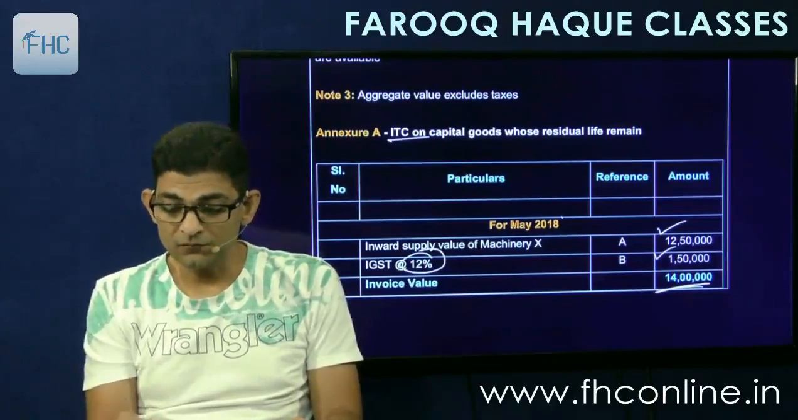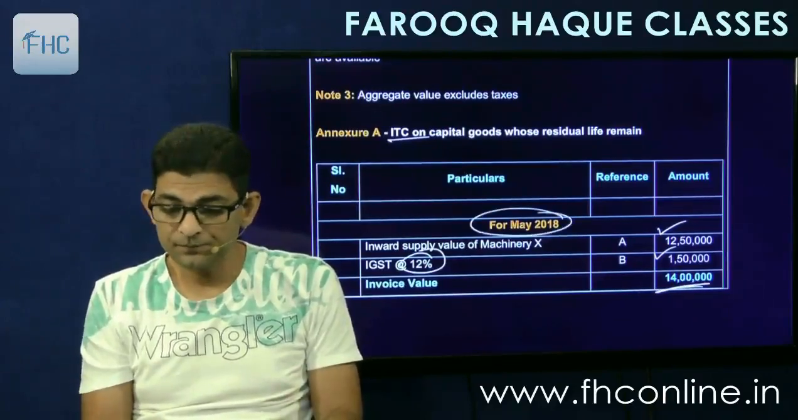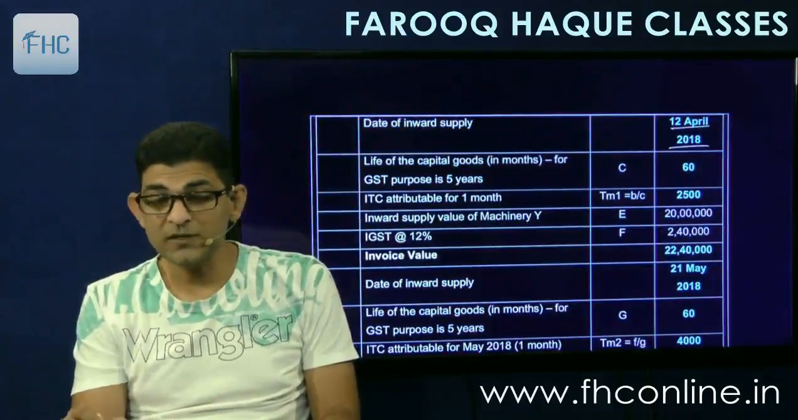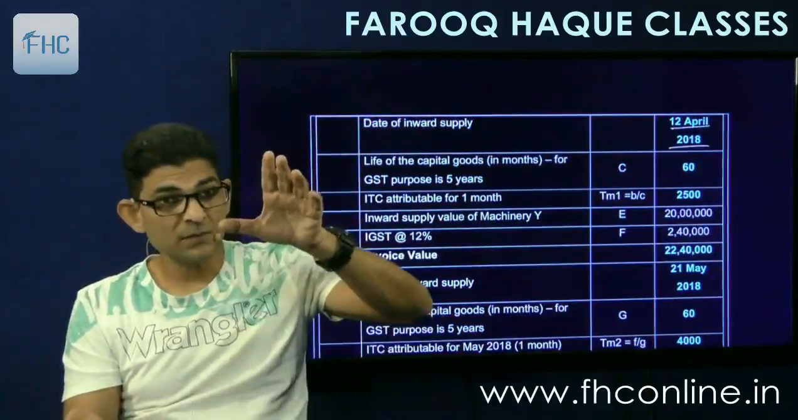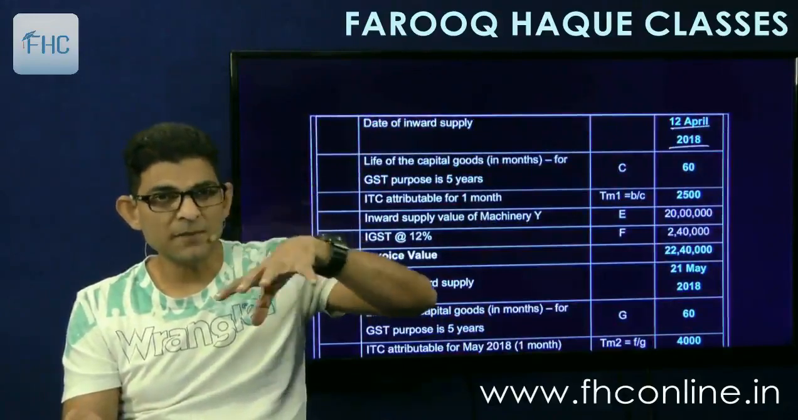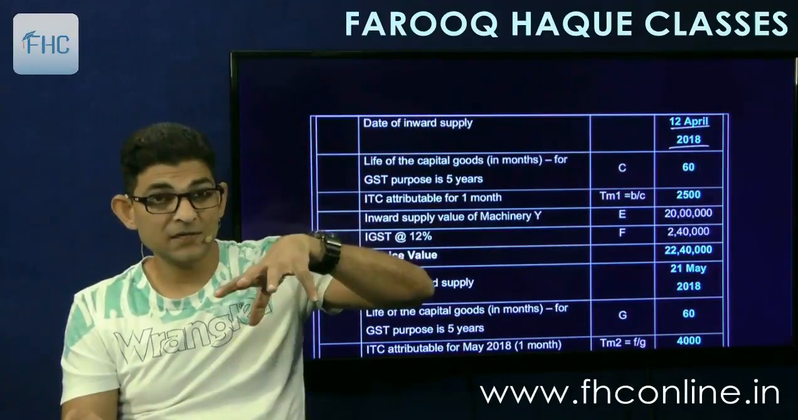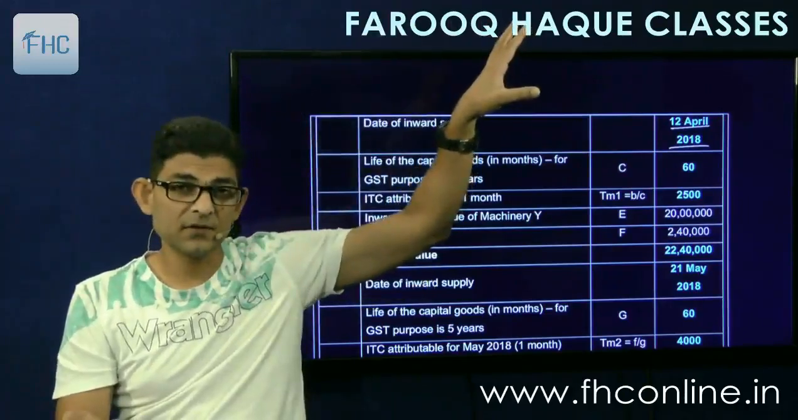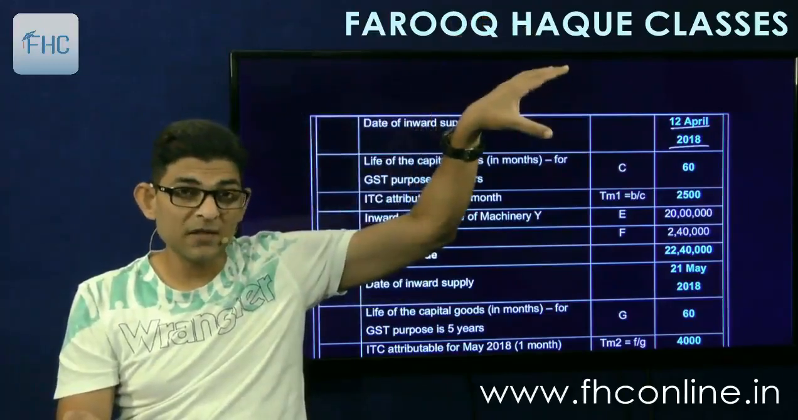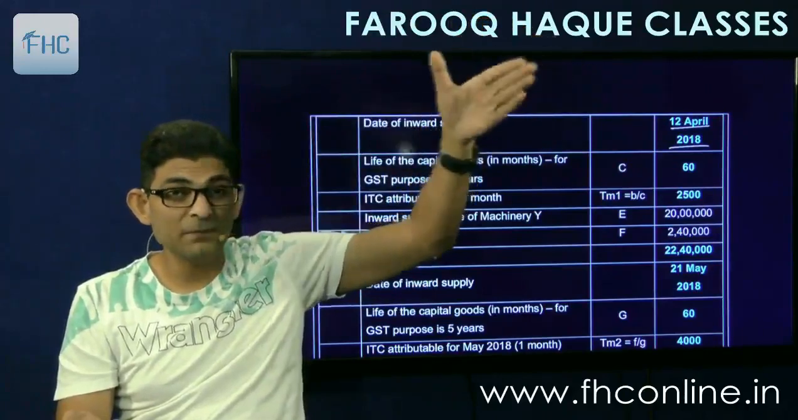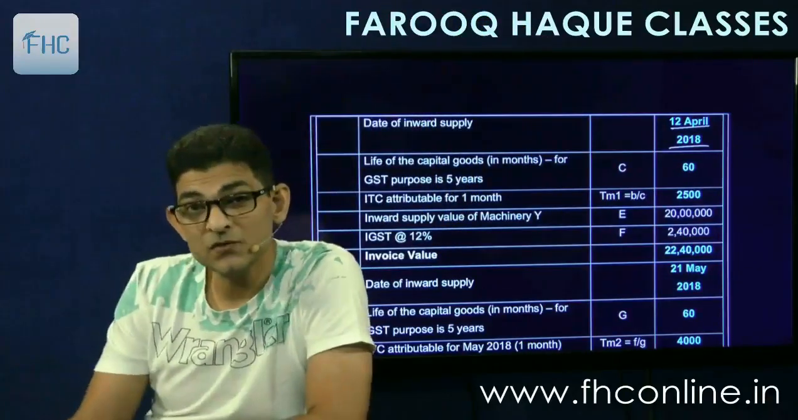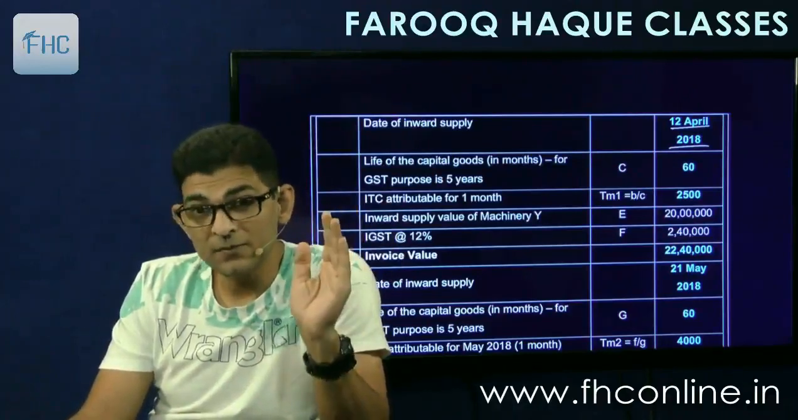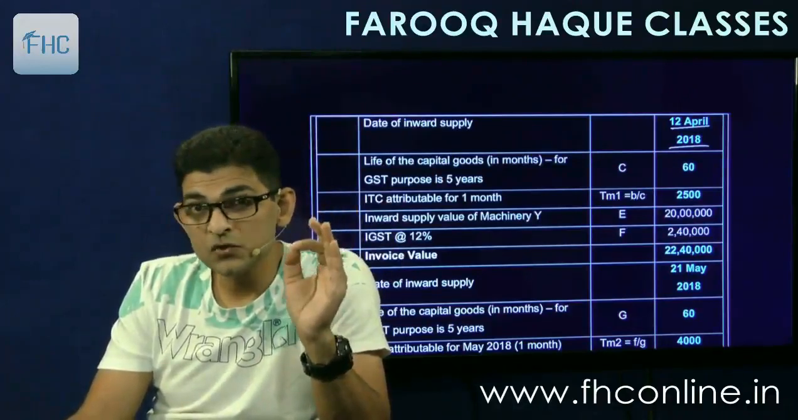Okay, here it is given for May 18. Date of inward supply was April 2018. Okay, so this capital asset has not been purchased in May. Our current period is May 18, for example, but this asset was purchased last month. So when it came last month, we'll have to divide it by 60 months. The expected life is considered as 60 months. So if you divide it by 60, it will give us how much?